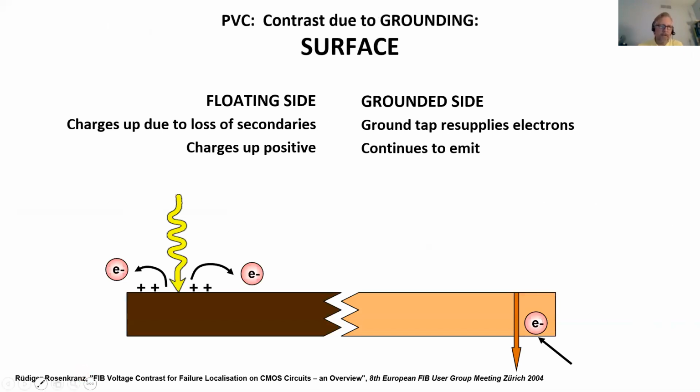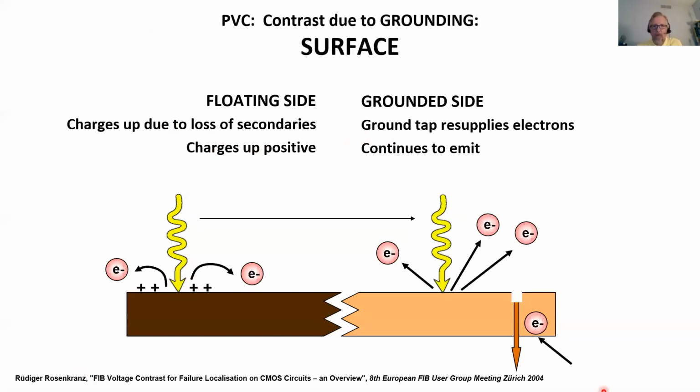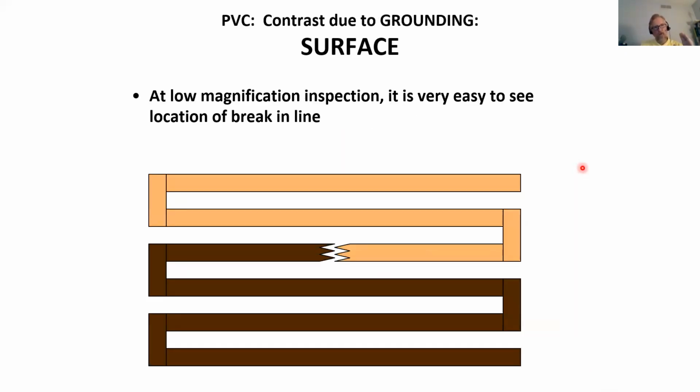On the floating side, again, it will charge up due to the loss of secondaries. It'll charge up positive and therefore make it harder for electrons to escape and have lower secondary electron yield. It is dark. On the grounded side, the ground tap can resupply electrons and it will continue to emit and be bright. Therefore, at low magnification inspection, it's very easy to see the location of the break in the line.